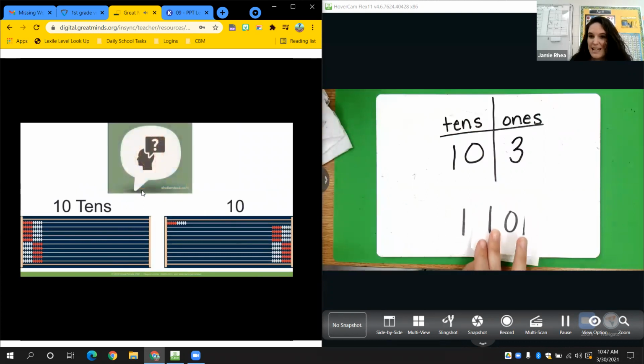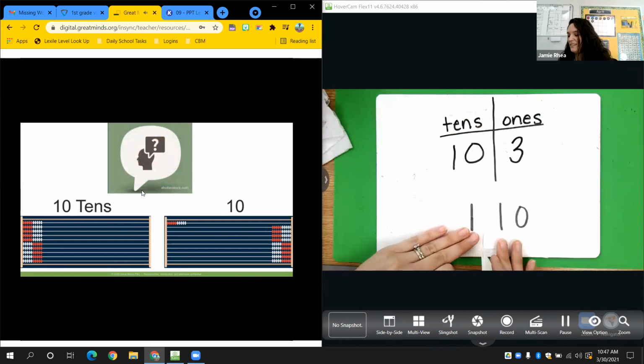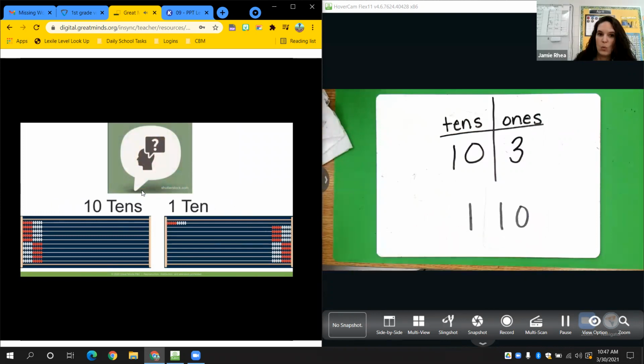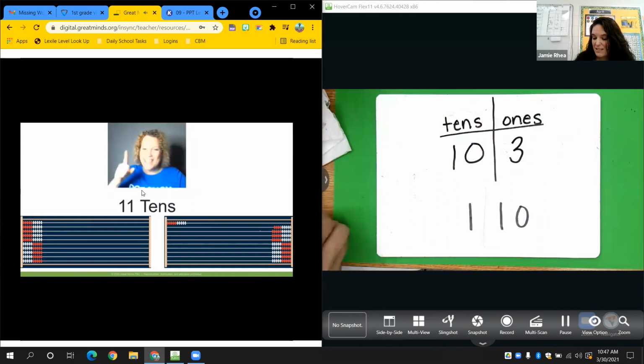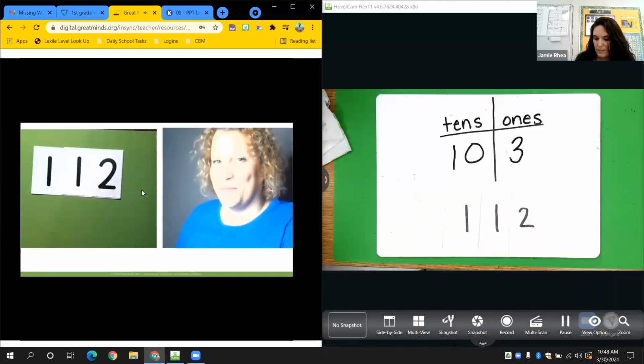10 tens 10. Hey, wait a second. How many tens is that all together? Ooh. 11 tens. 11 tens 1. 11 tens 2. Let's look at 11 tens 2.